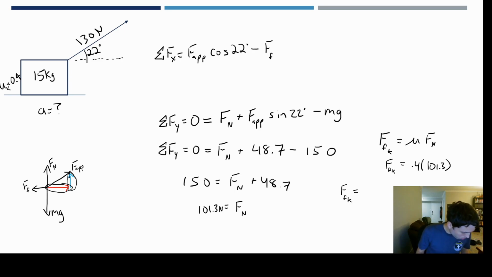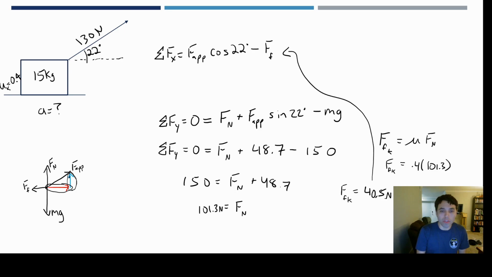101.3 times 0.4. Oops, I did times 0.3. My bad. 101.3 times 0.4 is 40.5. I'm getting 40.5 newtons. And there's my N. There we go. Okay, 40.5 newtons. That's the friction force.